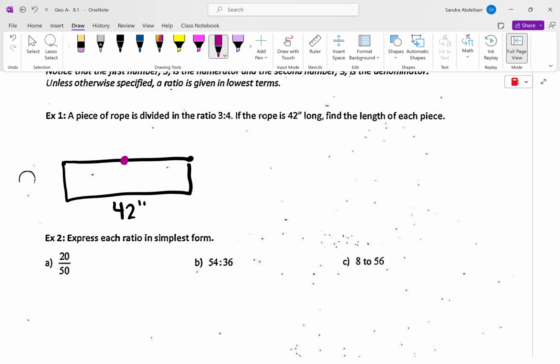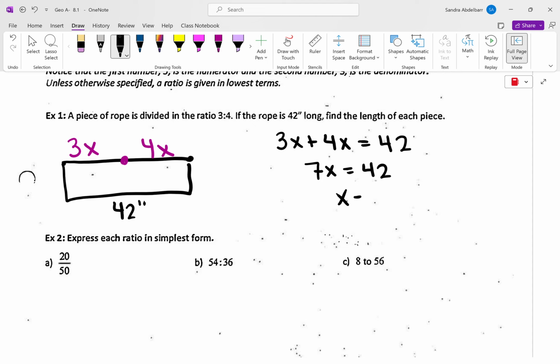Remember, I've been stressing this since September anytime we have something like this. The minute you take numbers out of a ratio, what do you have to put with it? James? X. So we're going to say 3x and 4x. So we split this into the ratio of 3x to 4x. And now we have to solve. So we're going to say 3x plus 4x will equal 42. We're going to have 7x is equal to 42, so x will equal 6.